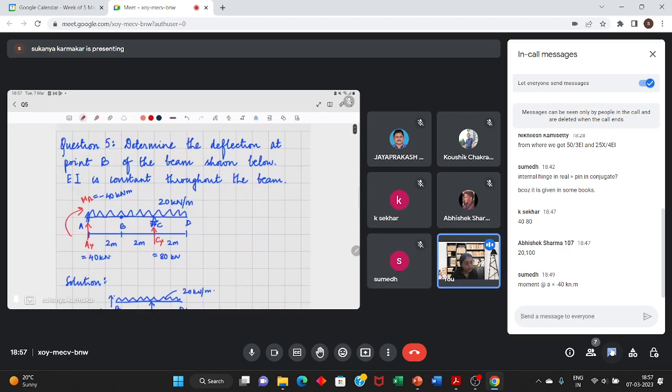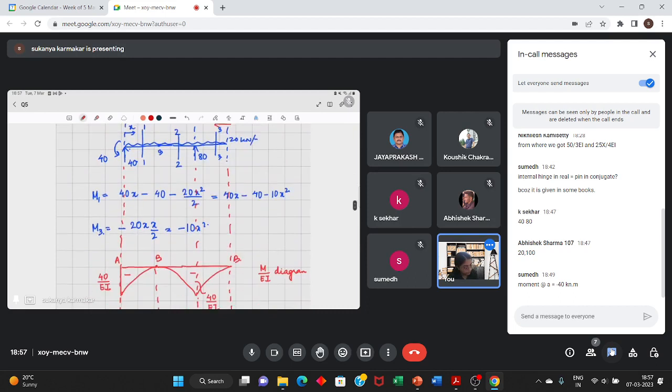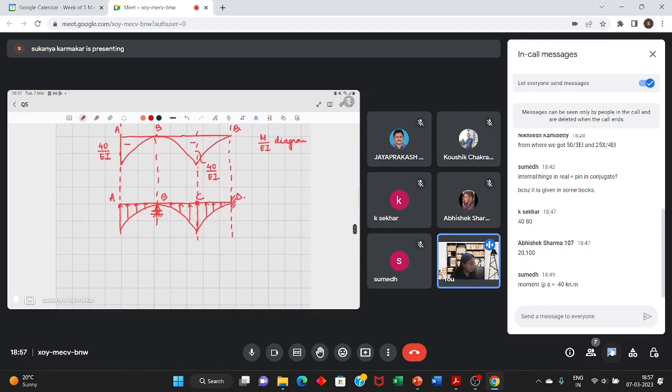And what do you have to calculate in this question? You have to determine the deflection at point B. So deflection at point B in the real beam is equal to the moment at point B of the conjugate beam. So simply if you find the moment at point B, you can calculate the deflection at point B in the real beam.